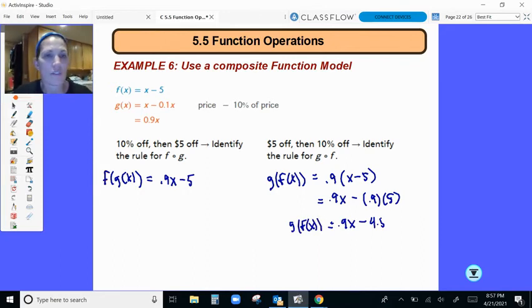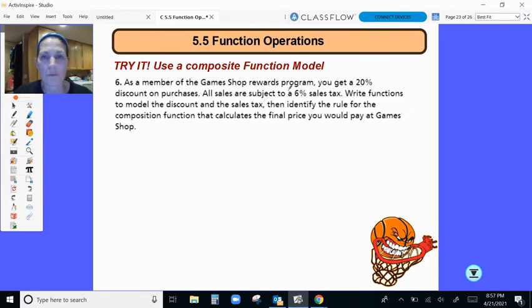So now we look at one here. It says, as a member of the Game Shop Awards, you get 20% off your purchases. So we're going to assign that g of x equals 20% off your purchases. My purchase is x. We're going to subtract 20%, 0.20 times x. That's going to leave me with 0.8x. Okay, that's my g of x right here.